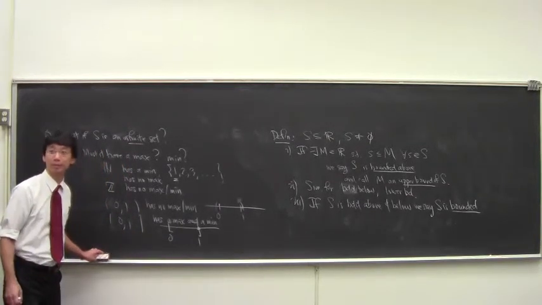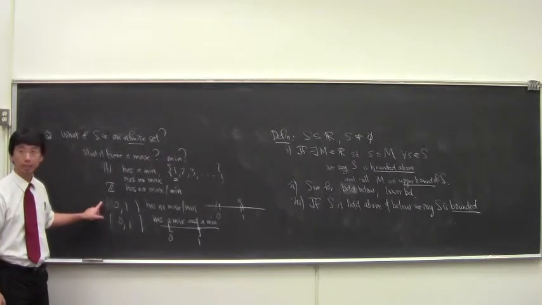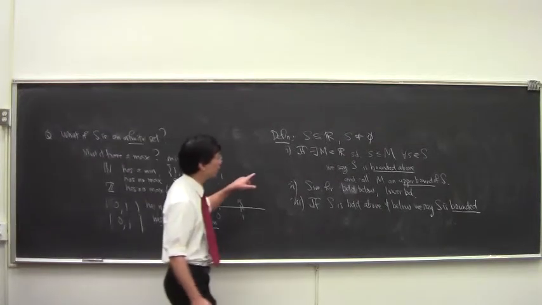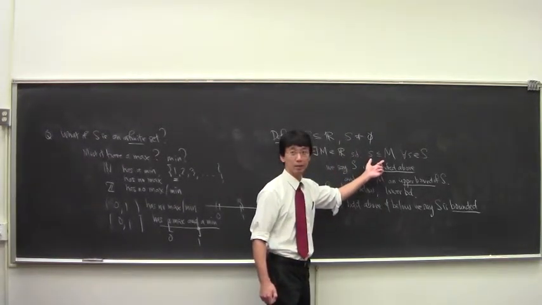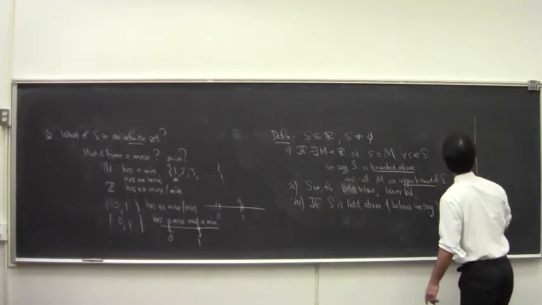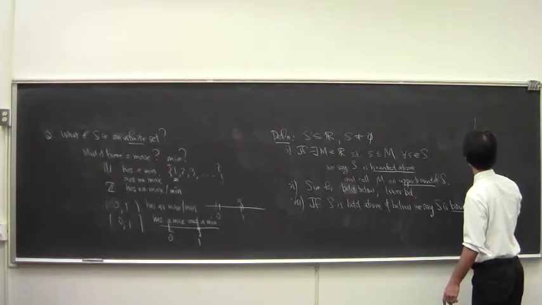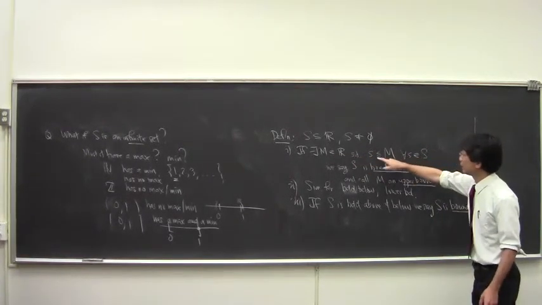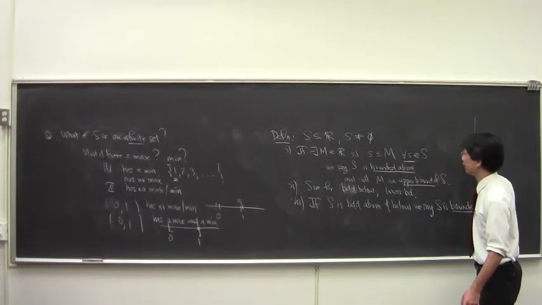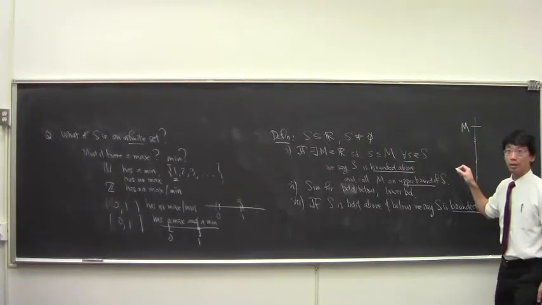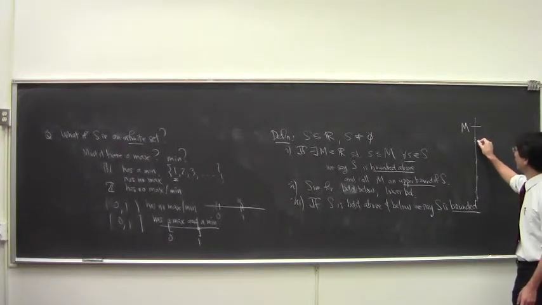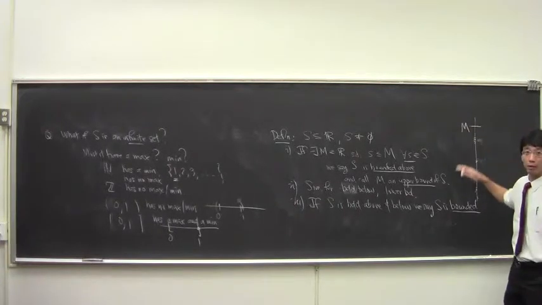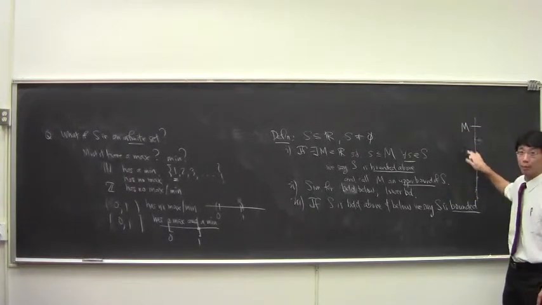Emily, yes? You said for 0, 1, it's bounded. Can you explain why? So what does bounded mean? Bounded above means that there's some number. So you have some set. Here's your set. If there exists some number m such that for all elements of your set, m is bigger than them. So m, no matter what s you choose. There are a bunch of s's there. You can choose this one, this one, this one. But m is bigger than all of them. Then this guy's called an upper bound of your set.